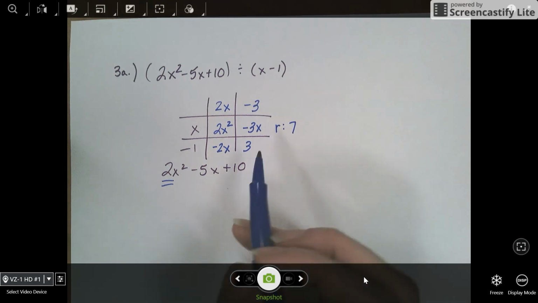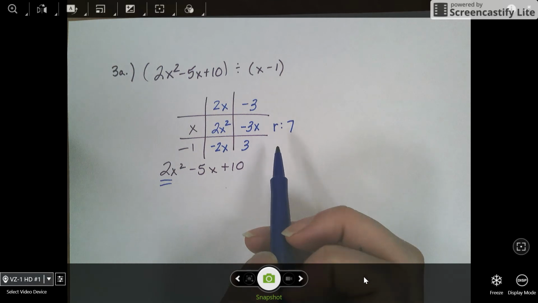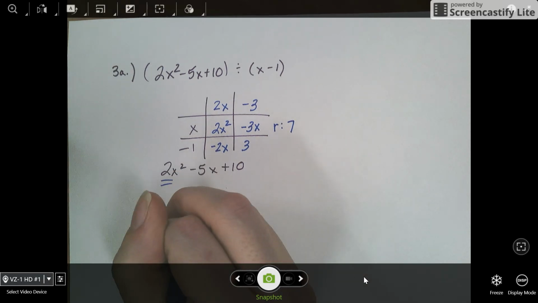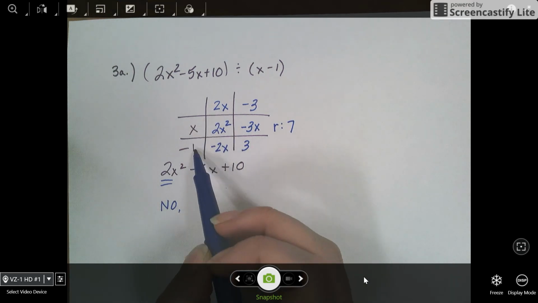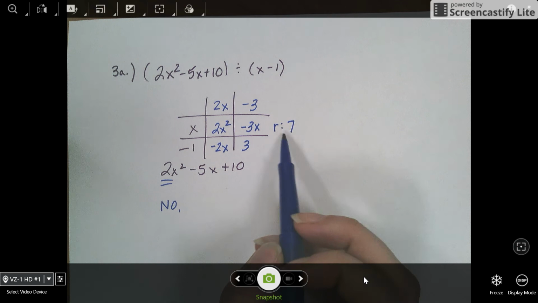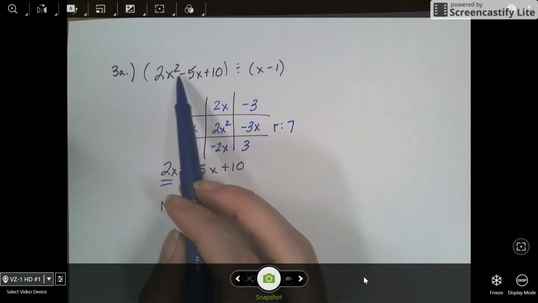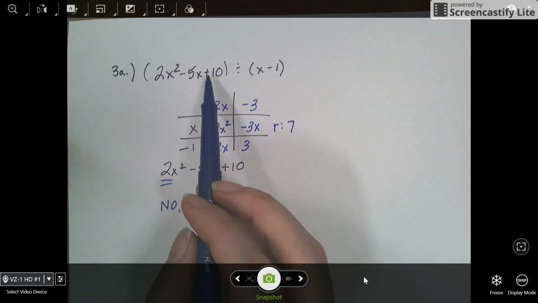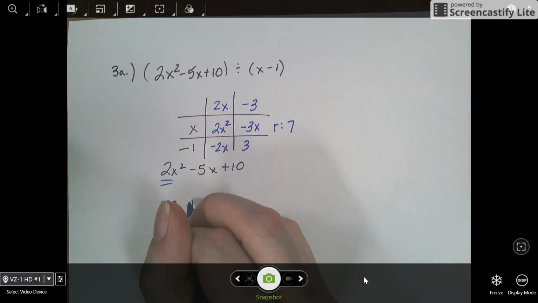So ultimately, we see here that we have a remainder, and the question is, is the divisor a factor? The answer is no. This is not a factor. In order to be a factor, this would have to go in evenly without anything left over. So this divisor, x minus 1, is not a factor of this dividend, 2x squared minus 5x plus 10, because I have a leftover. So no, there is a remainder.